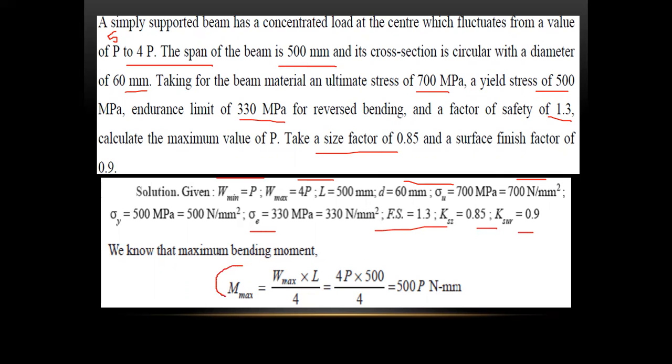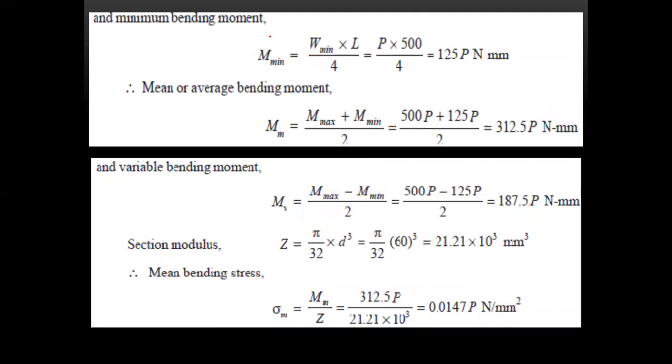So by applying the bending moment, M max is equal to W max into L by 4. So this is a value. And the minimum bending moment, M minimum is equal to W minimum into L by 4. That is a value. The mean average bending moment, MM is equal to M max plus M minimum by 2. Substituting again in the formula. Therefore, the variable bending moment MV is equal to M max minus M minimum divided by 2. This is a value. Then the section modulus Z is equal to pi by 32 d cube.